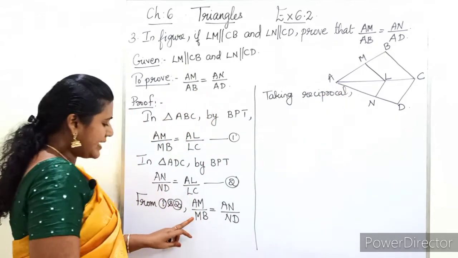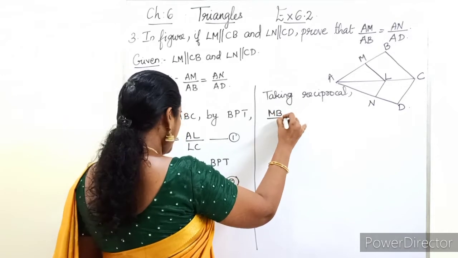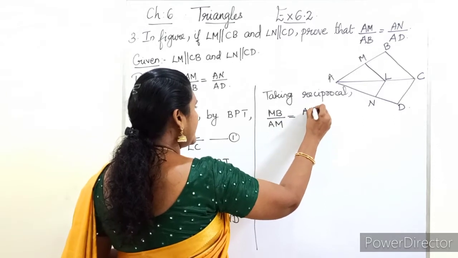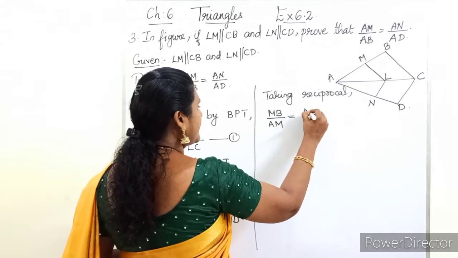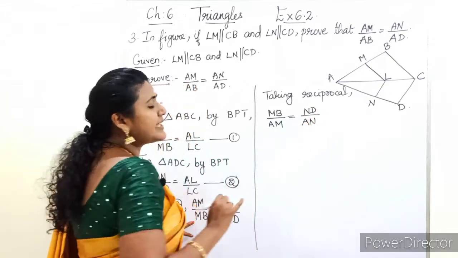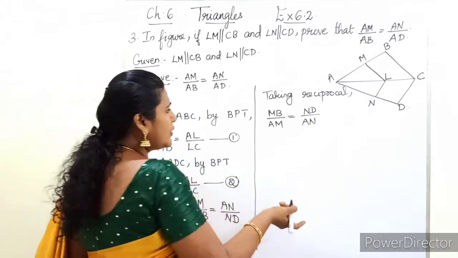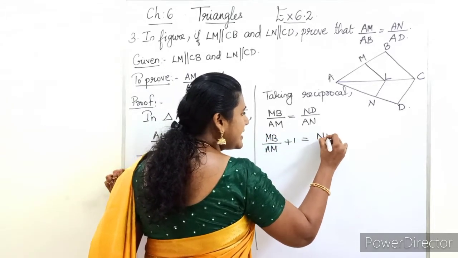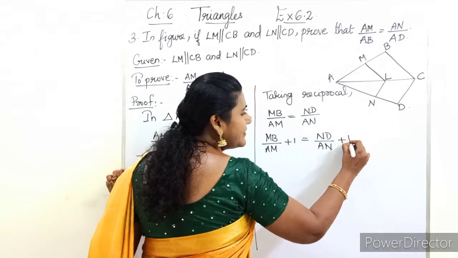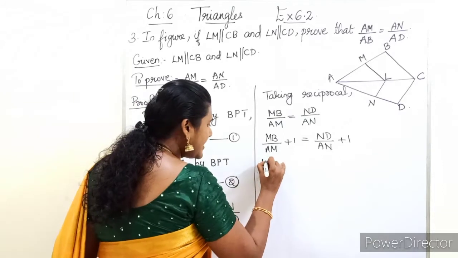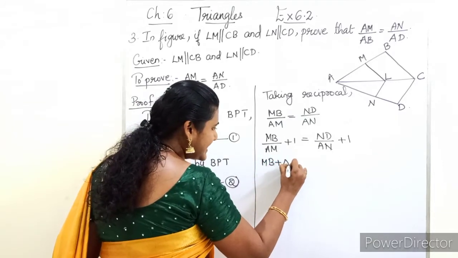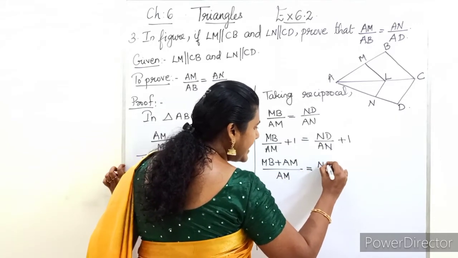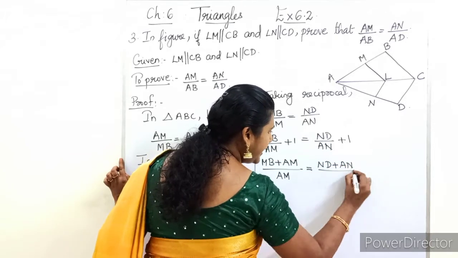When you take reciprocal, we can write MB by AM is equal to ND by AN. Then after taking reciprocal, we will add 1 on both the sides. So MB by AM plus 1 is equal to ND by AN plus 1. Now we will take LCM on both the sides. So we will get numerator, we will have MB plus AM divided by AM. And similarly, the right side we will have ND plus AN divided by AN.